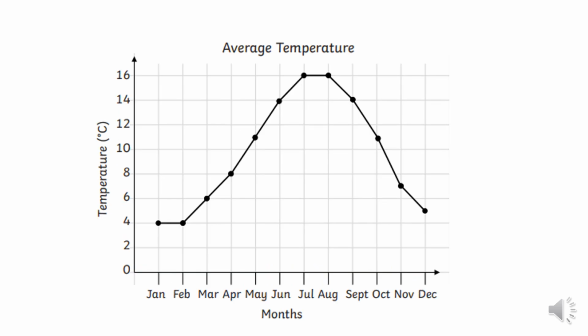This is another line graph and it tells me it's the average temperature. Down here at the bottom along the x-axis we see it's to do with months, January, February, March, April and so on and so on. Along the y-axis we can see it's the temperature in Celsius, 0, 2, 4, 6, so it's going up in 2 degrees.